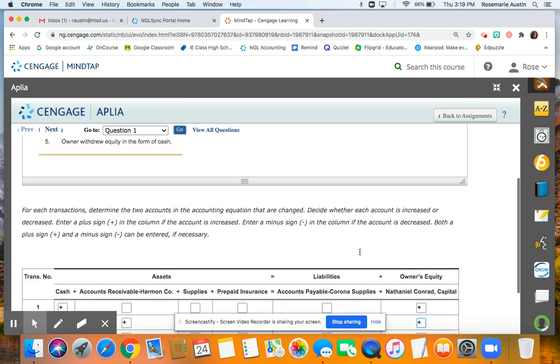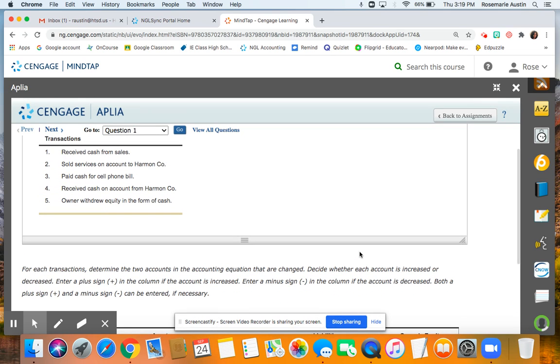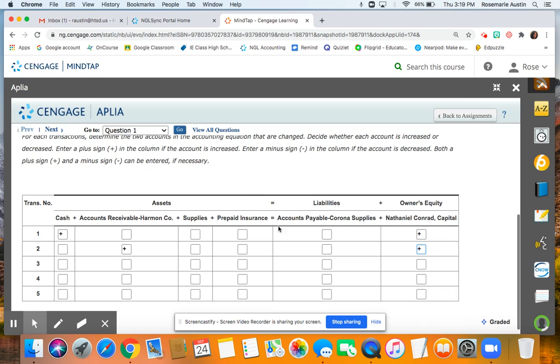I just want to make sure you understand that even though you didn't get cash yet, you still record the sale. When you see sold services on account, it's still revenue, even though you haven't gotten the cash yet from the customer. It's the same as when you go to a store and use a credit card. They ring you up and you get checked out. It's a sale for that store, even though they haven't gotten the cash yet. So you still report the revenue at the time of the sale, even if it's a sale on account.